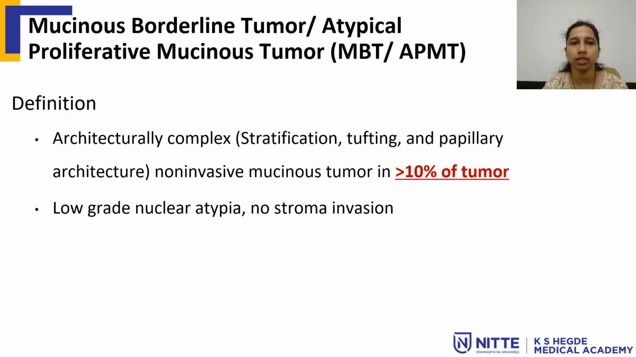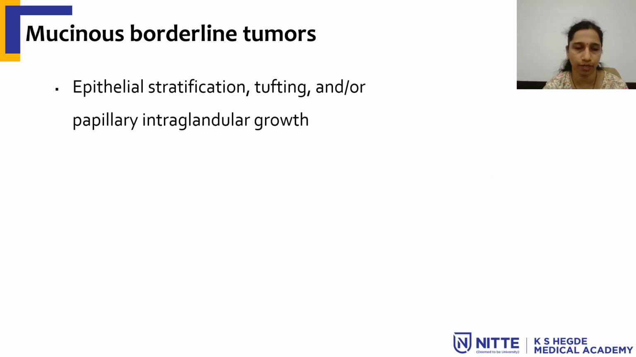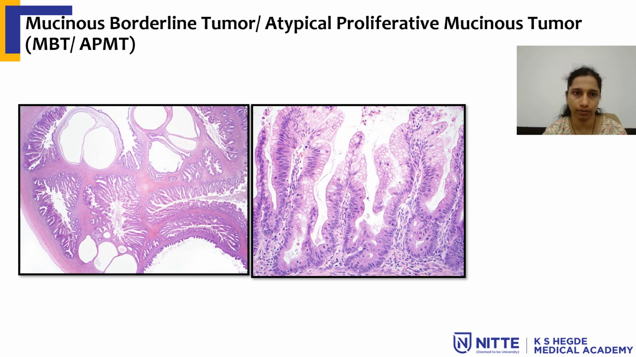So borderline mucinous tumors are called whenever there is architectural complexity like stratification of the cells, tufting or papillary pattern, and it should involve more than 10% of the tumor surface. So the main criterion is involvement of more than 10% of the tumor surface. They can show low grade nuclear atypia, but there should not be any stromal invasion. So on microscopy, we can see epithelial stratification, tufting, and papillary growth pattern.